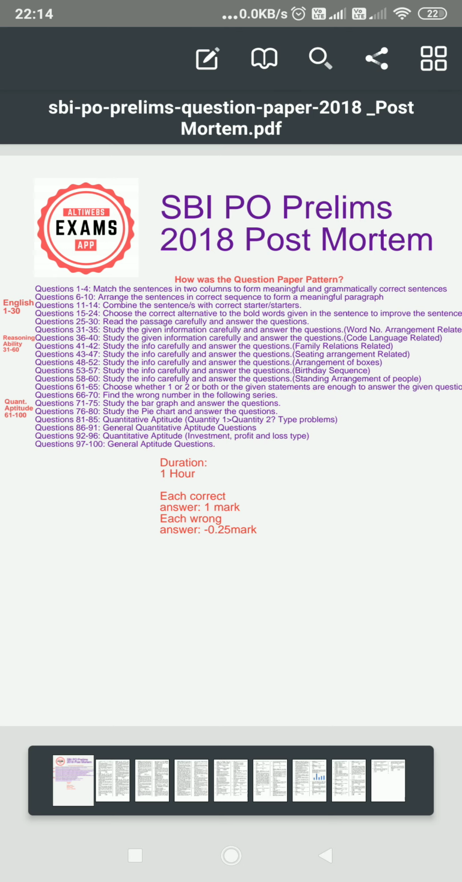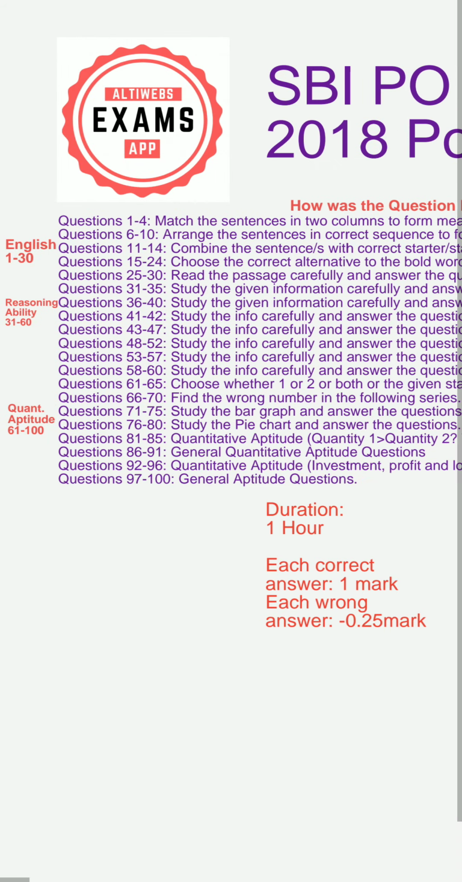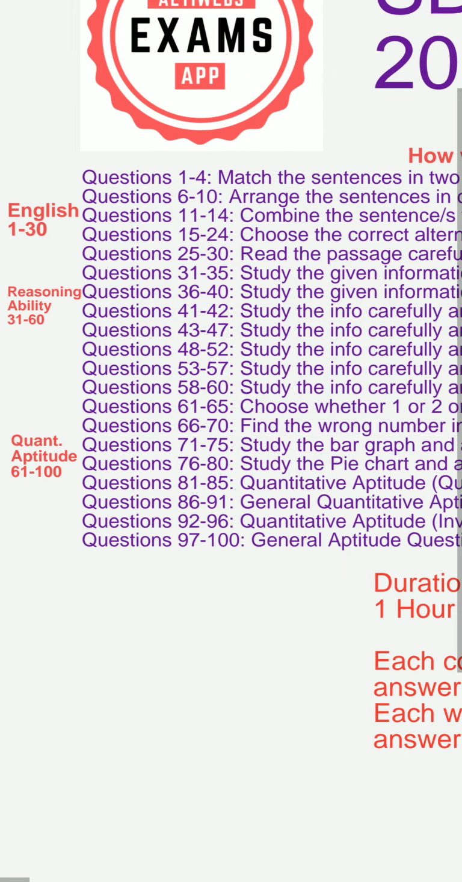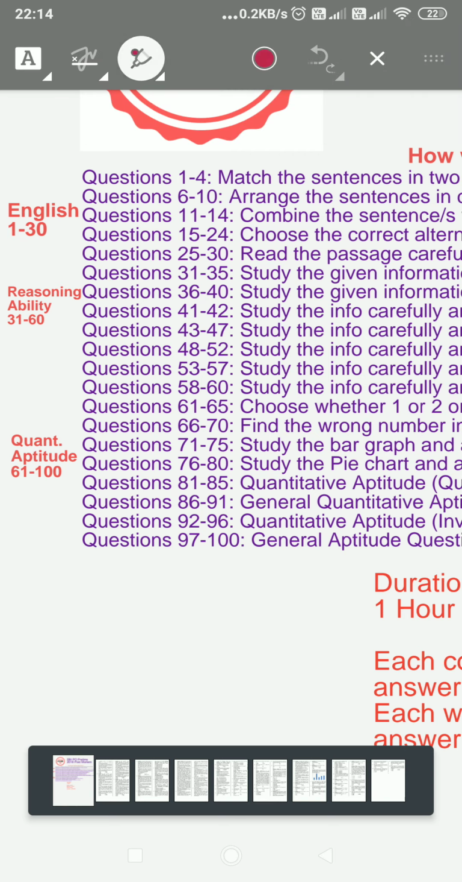Okay, so as you can see here, how was the question paper pattern? First let me tell you the broad pattern. There were totally 100 questions: we had 30 English questions, 31 to 60 reasoning ability questions, and 61 to 100, which is 40 quantitative aptitude questions. And how much duration did we have?